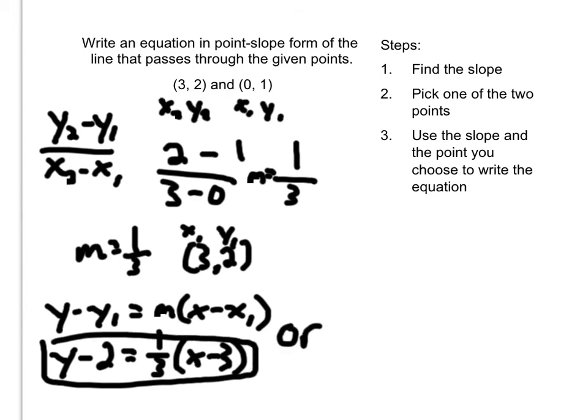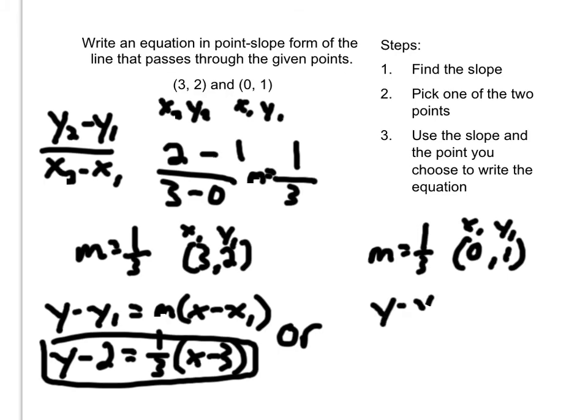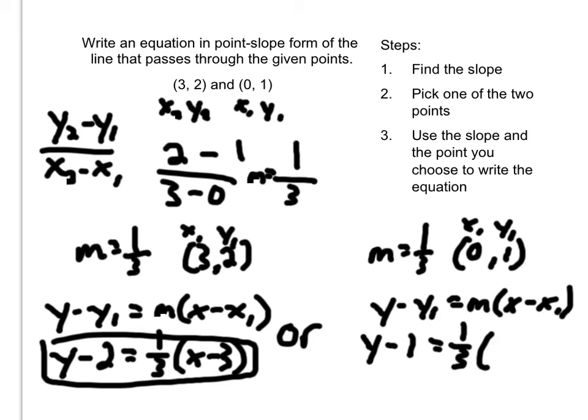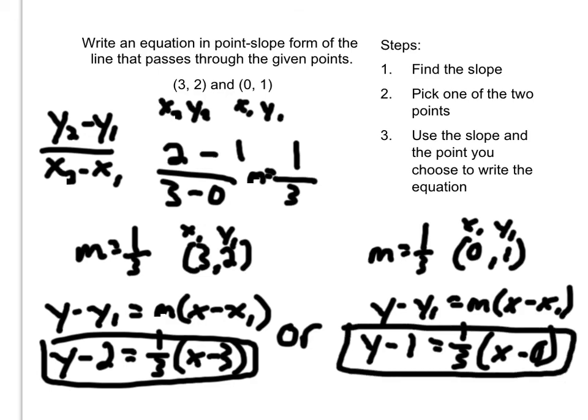Or I could also pick the other point. So I still have m equals 1/3, and then I could use the other point, 0, 1. It does not matter. Again, I would rewrite the formula, y minus y1 equals m times x minus x1, and plug in what I know. Well, y minus my y1, which is 1, equals m, which is 1/3, times x minus x1, which is 0. So either one of these two would be point-slope forms of the line with the given information.